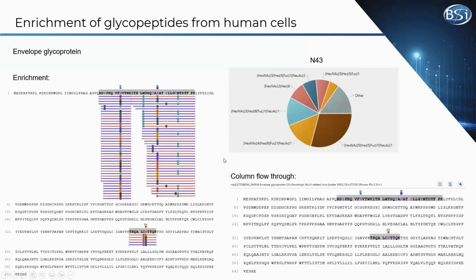And here are some screenshots from the glycoprotein coverage view. So after enrichment from the human cell lysate, you can see one of the more highly abundant envelope glycoproteins has very good coverage of these N-link sites. And then the column flow through has virtually no glycopeptides that map to the same sequence.